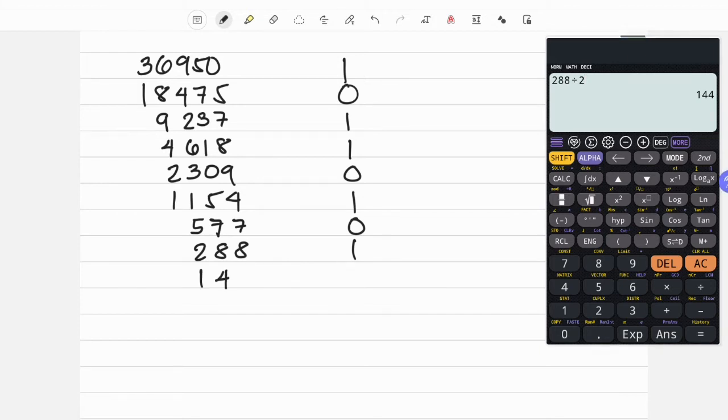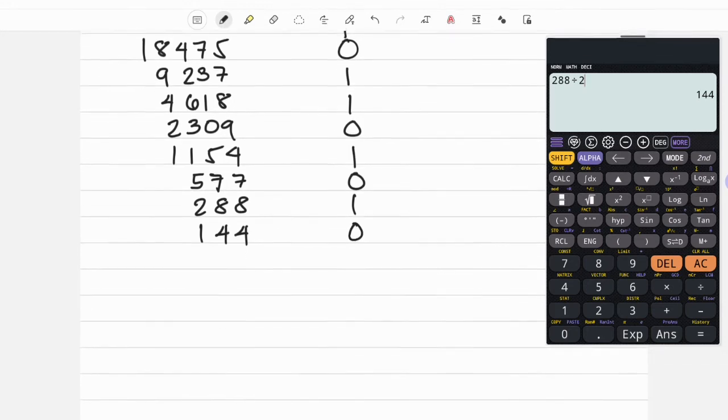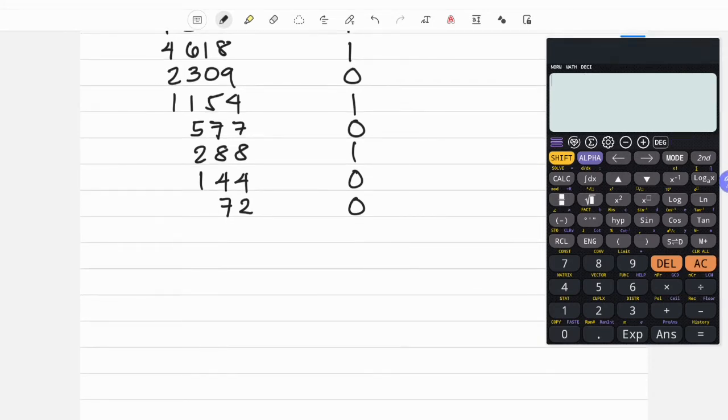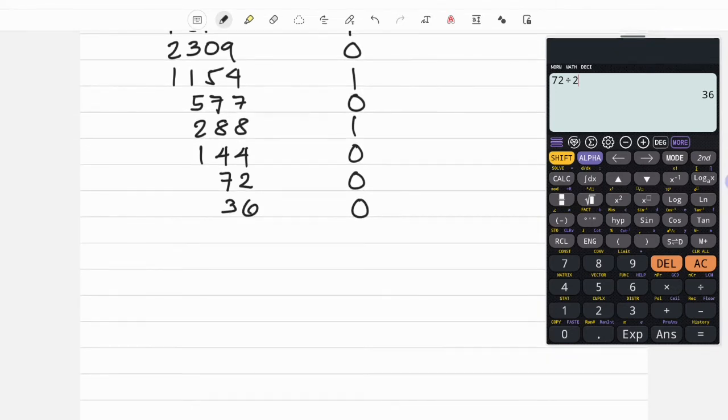So 144, and we have no remainder, so that is 0. And 144 divided by 2 is 72, and no remainder, so that is 0 still. 72 divided by 2 is 36, so that is still 0. And 36 divided by 2 is 18, and still 0. And 18 divided by 2 is 9, so that is 0 as well.